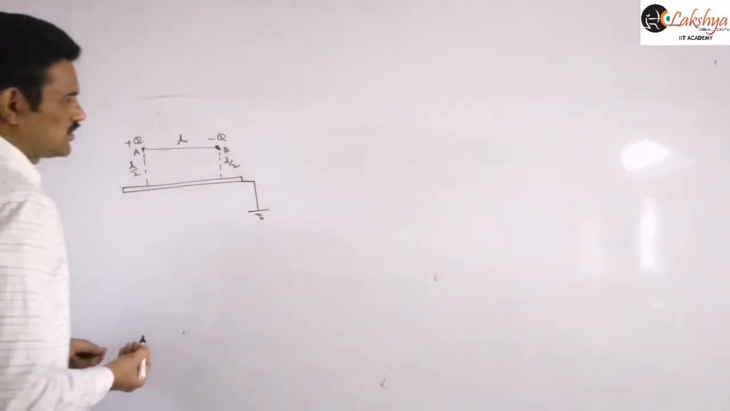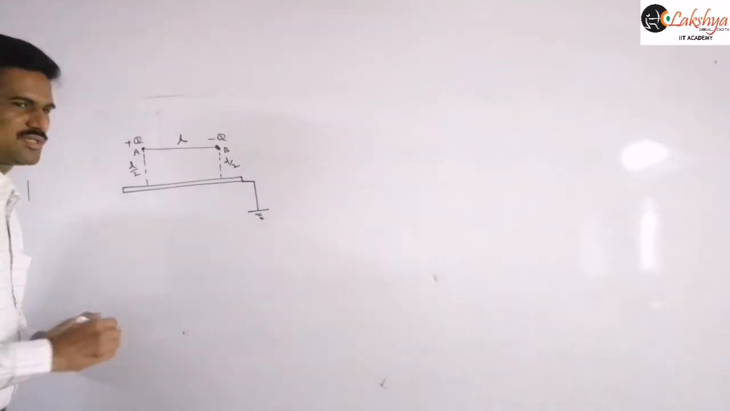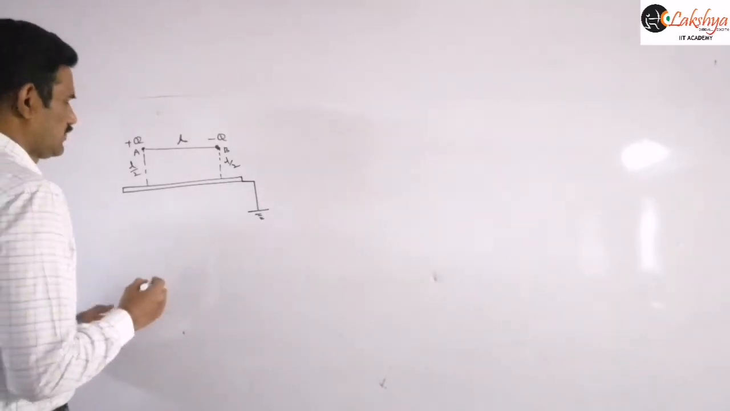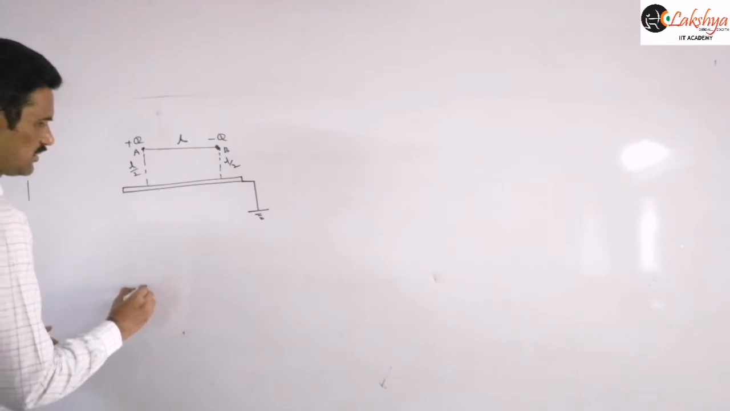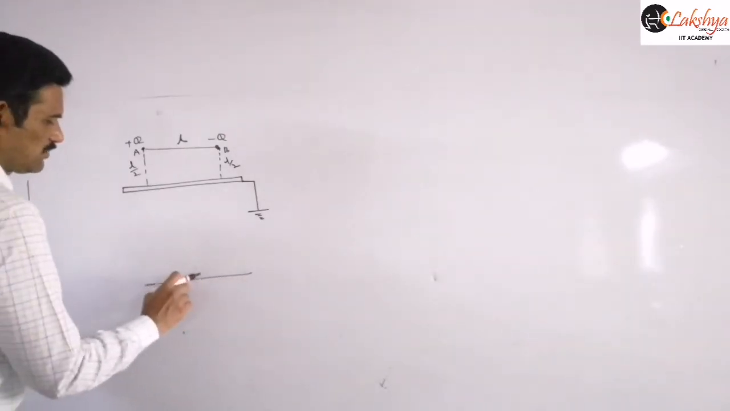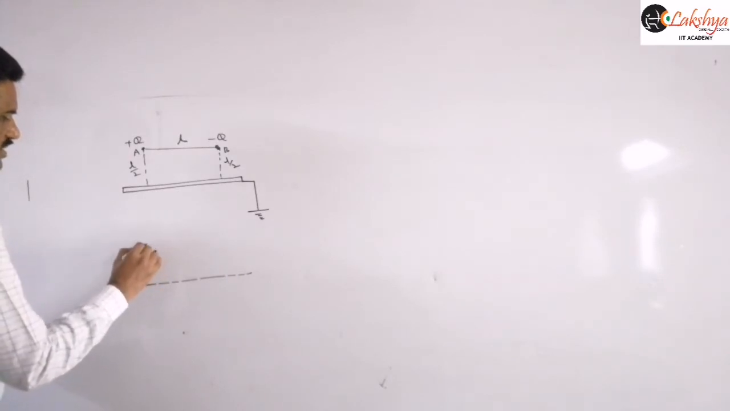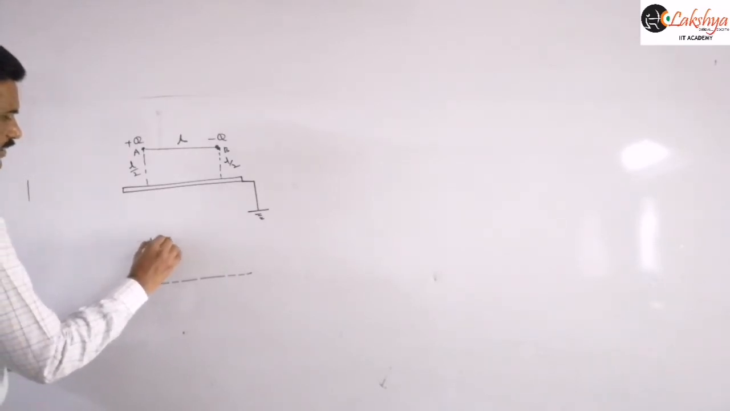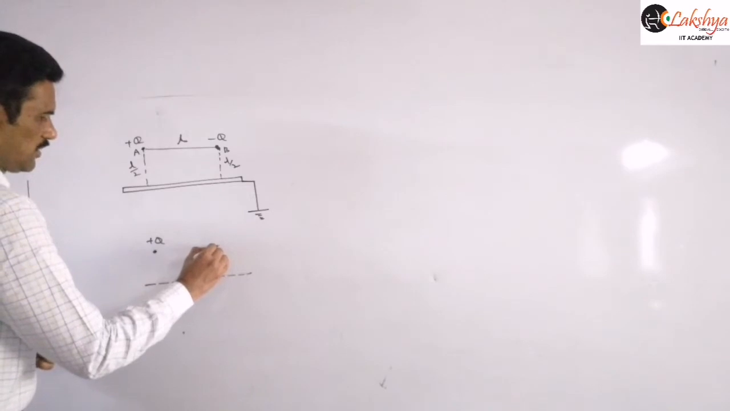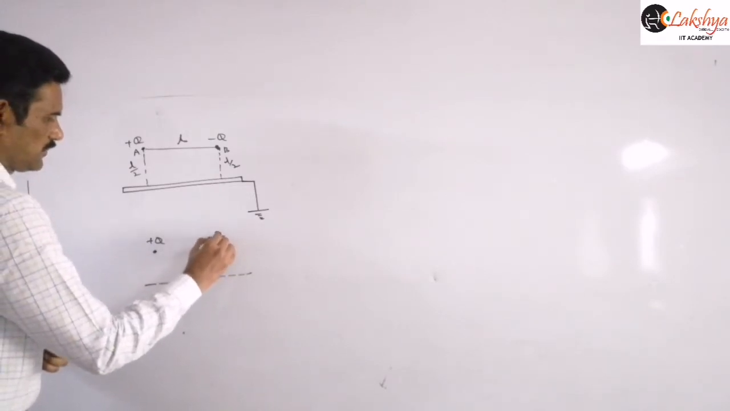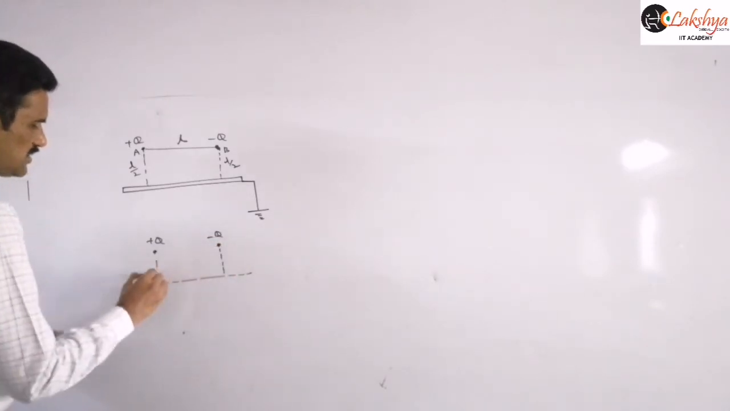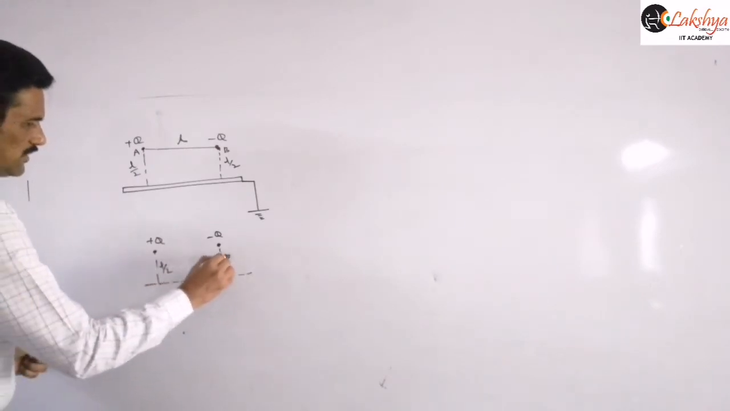So I will just draw the image here. So here itself I am drawing that image. This is the plane I am taking here, an equipotential surface. So here one charge will be there, plus q, and here minus q will be there. This distance L by 2 is given from the conducting plate.